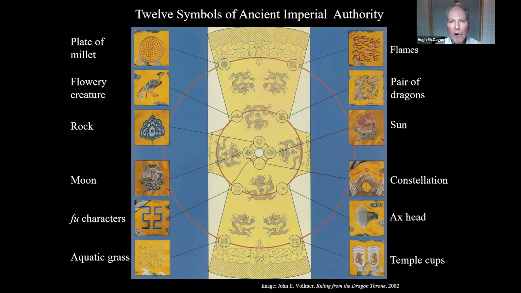In a way, each of us is called mystically as we grow and humanity grows and evolves to be our own inner divine sovereign. We Rosicrucians call the master within or the divine within. Each of these, from the upper right downward: flames, the paradragons, the sun constellation, the axe head, the temple cups, and then going up from the left side: aquatic grass, Wu characters, the moon, the rock, the flowery creature, and the plate of millet.